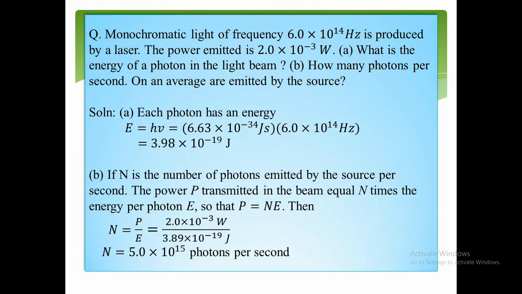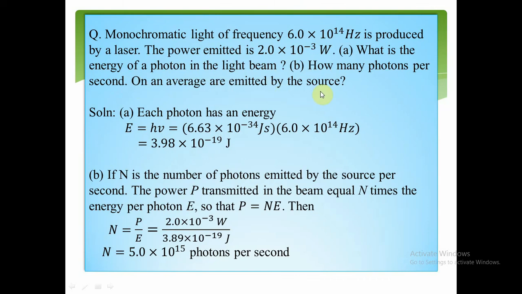Look at the second problem. A monochromatic light of frequency 6.0 into 10 raised to 14 Hz is produced by a laser. The power emitted is 2.0 into 10 raised to minus 13 watt. First, A: What is the energy of the photon in the light beam? Second, B: how many photons per second on an average are emitted by the source?